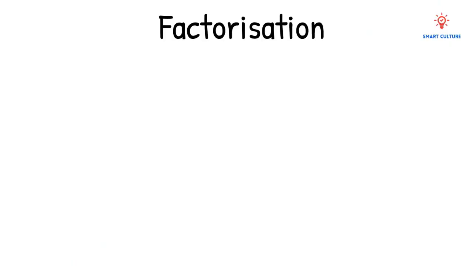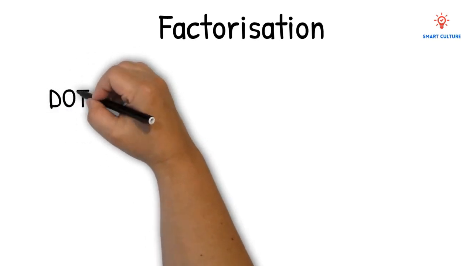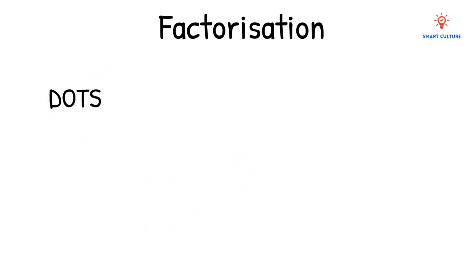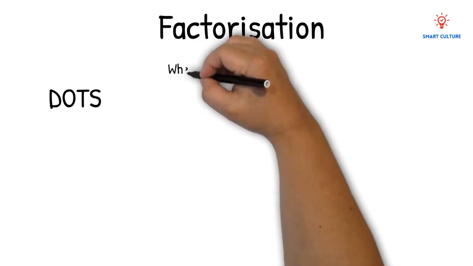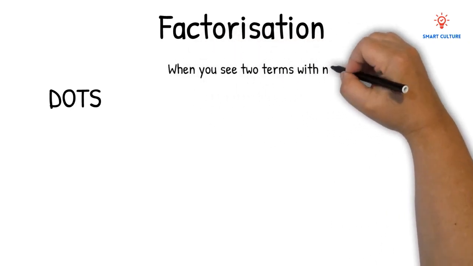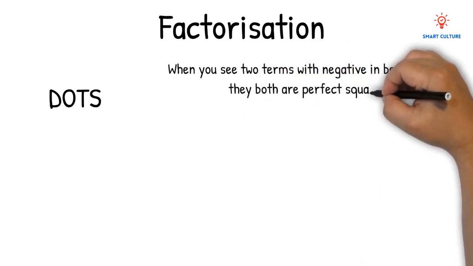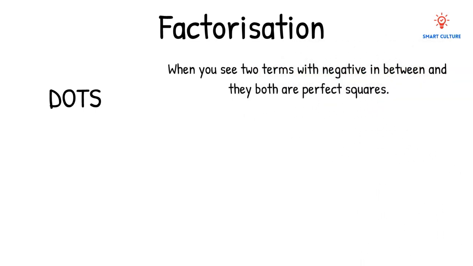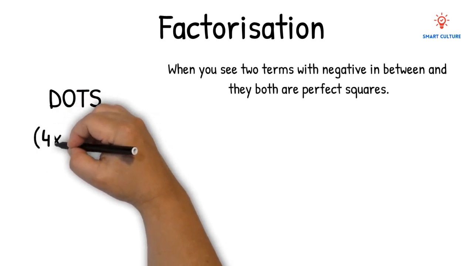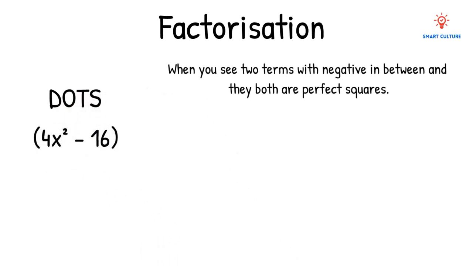In this video, we are going to take a look at the various methods of factorization. Let's start with the difference of two squares, or the dots method. This method is applicable when there are two terms with a negative in between and both the terms are perfect squares. Let's take a look at an example.